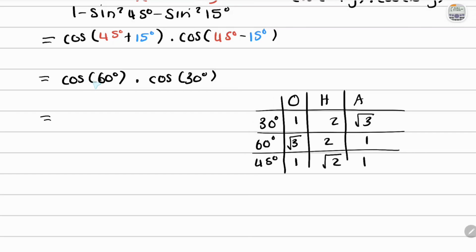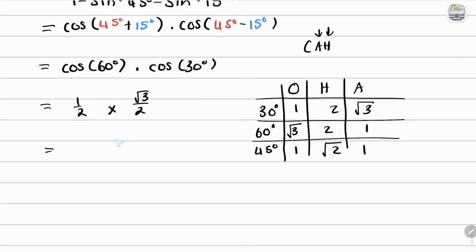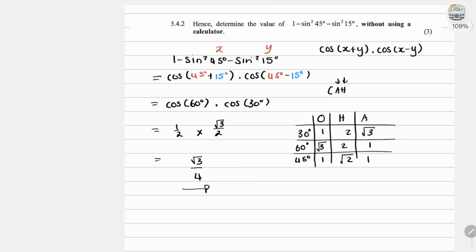And so to find cos 60, remember that cos is CAH in SOHCAHTOA, so it's adjacent over hypotenuse. We're going to go to 60 degrees and take the adjacent over the hypotenuse, and that's how we know it's a half. Then multiply by cos of 30 degrees. So again, it's CAH, adjacent over hypotenuse, which is root 3 over 2. And if you multiply these together, that's going to give you root 3 over 4. And there we go. So that's our answer.